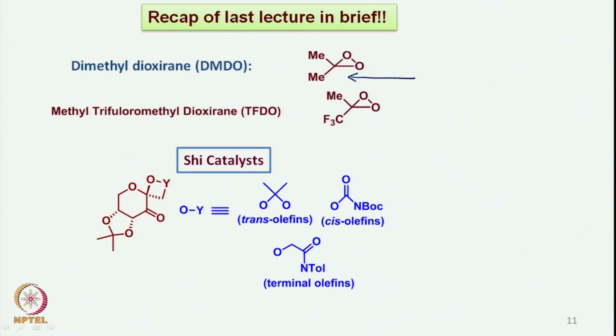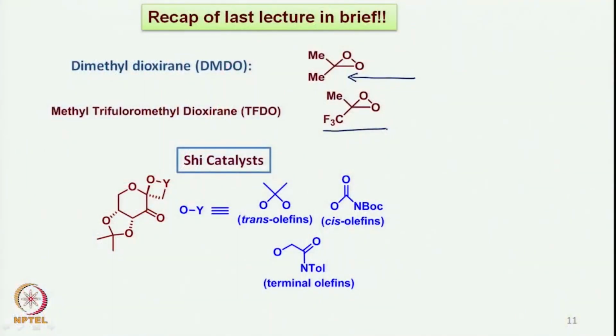It becomes more useful if one has a reactive dioxazine somewhat like this, having an electron withdrawing group such as CF3, mainly because such dioxazines react with electron deficient olefins a bit faster. And of course, we can also take the chiral ketones and carry out the formation of the dimethyl dioxazines, and they can transfer the chirality to the olefins to prepare chiral epoxide.